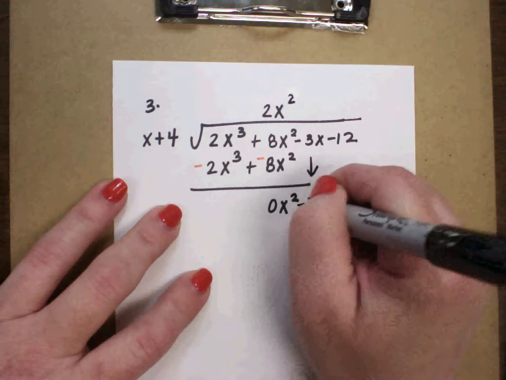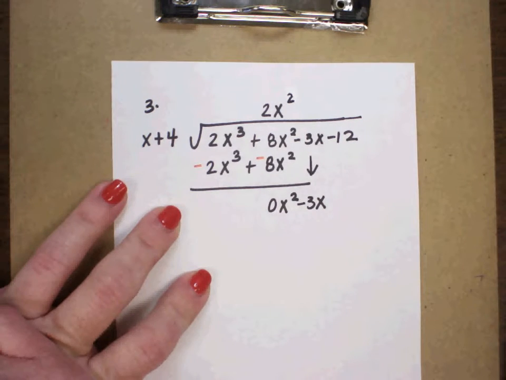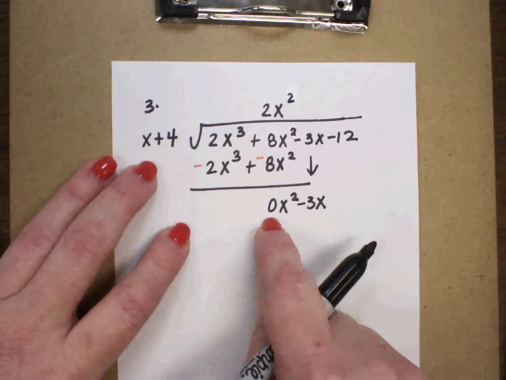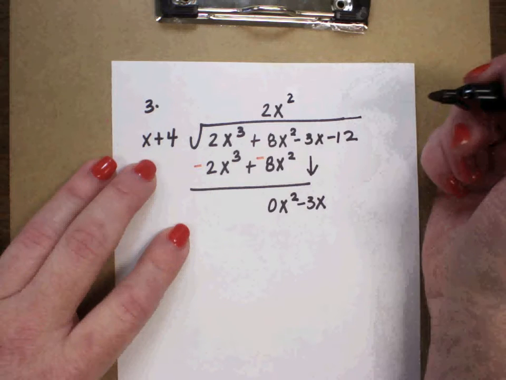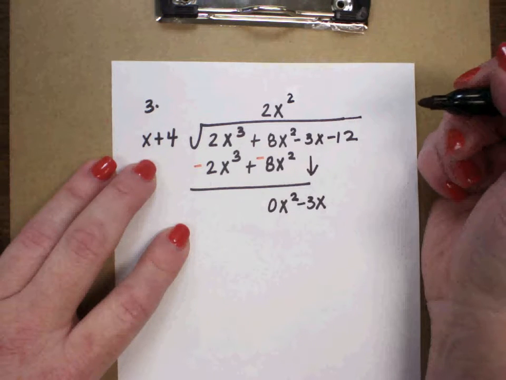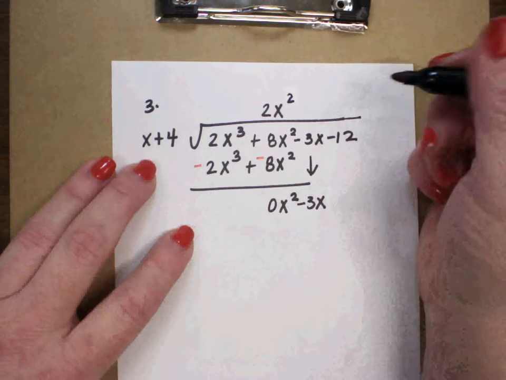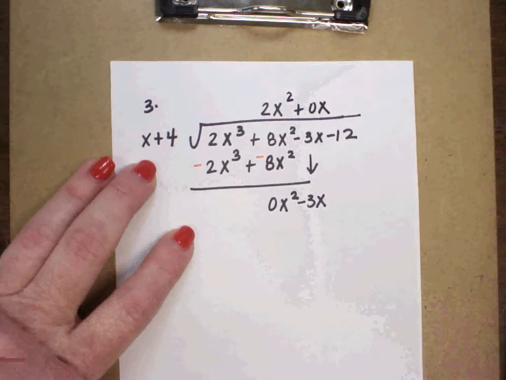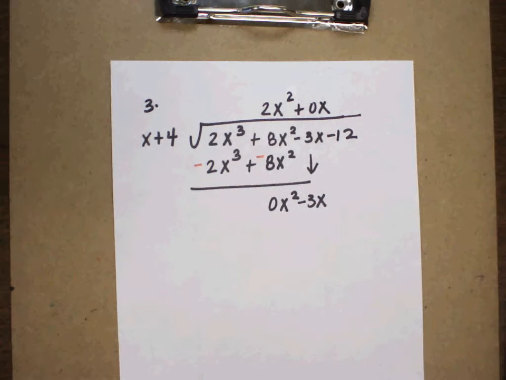Alright, so to get that 0, what do I need to multiply by? Just x? How about 0x? Thank you very much. I need to multiply by 0x, which I'm really not going to write 0x in the answer, right? Because if it's 0 x's, you really don't have any x's. But when you're dividing, you're going to go ahead and do it, because if you don't do it, then you're going to mess it up.